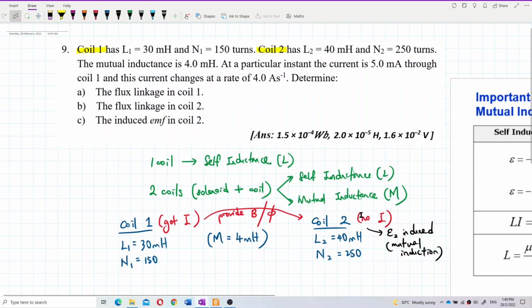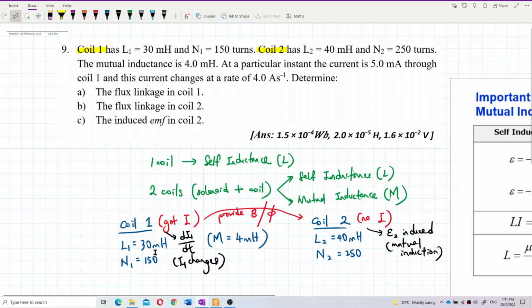Why is this EMF induced in coil 2 through mutual induction? Because there is a change of current in coil 1, di1 over dt. The current I1 changes, so the magnetic flux it provides to coil 2 also changes. That's why EMF is induced in coil 2 through mutual induction.